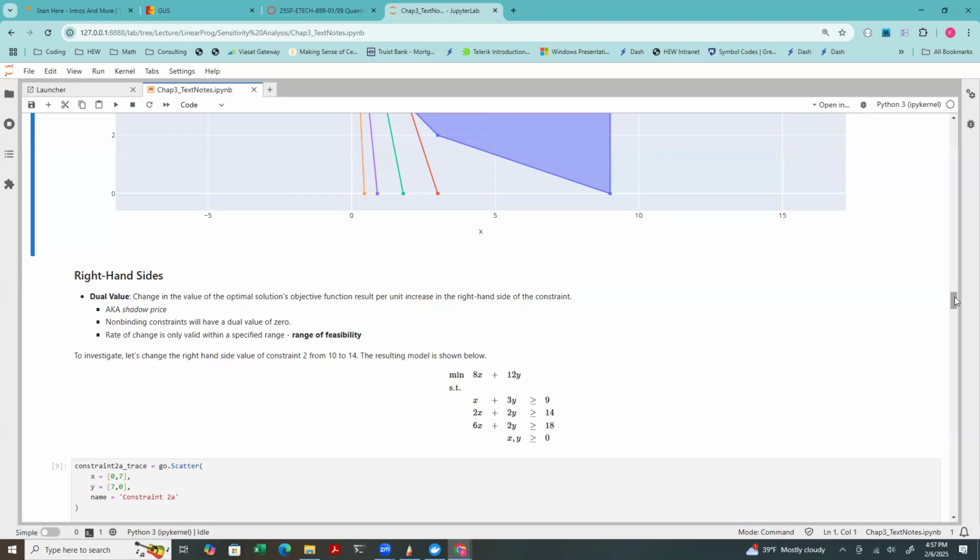To look at this graphically, let's again take a very simple LP model: minimize 8x plus 12y, subject to those 3 constraints. X and y are real decision variables greater than or equal to 0. We're going to be playing around with constraint number 2, the middle constraint there. Specifically, we want to take the right-hand side value from 10 to 14. I believe this is a very similar model compared to what we just solved, except we just modified that second constraint.